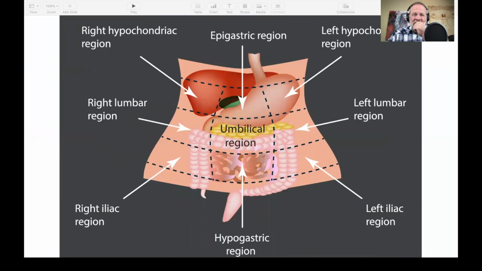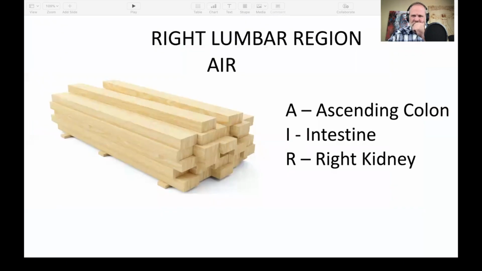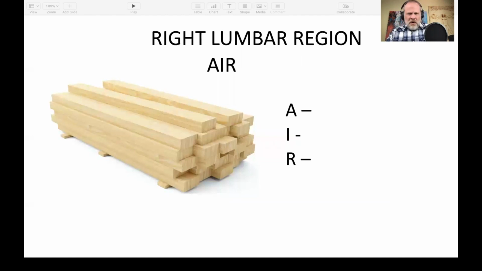Let's go inside of the regions now, the lumbar region. When you think of the lumbar region, I want you to think of air. Air is seeping out of that lumbar. Air stands for ascending colon, intestine, right kidney. What does it stand for? The lumbar region. Imagine air is seeping out of that wood. Air is coming out of the wood. Ascending colon, intestine, right kidney.